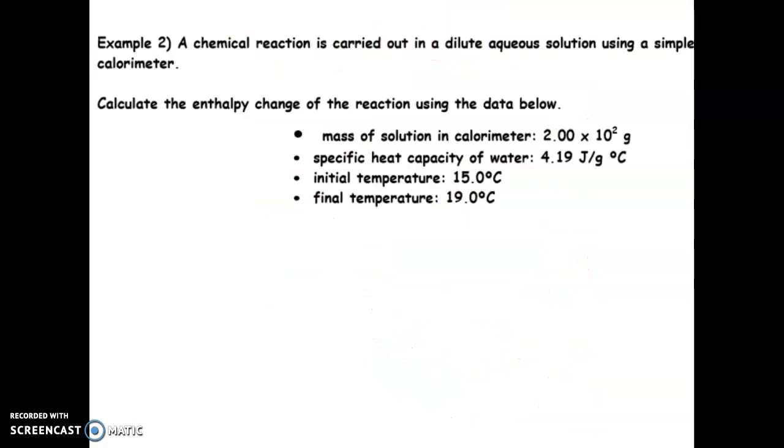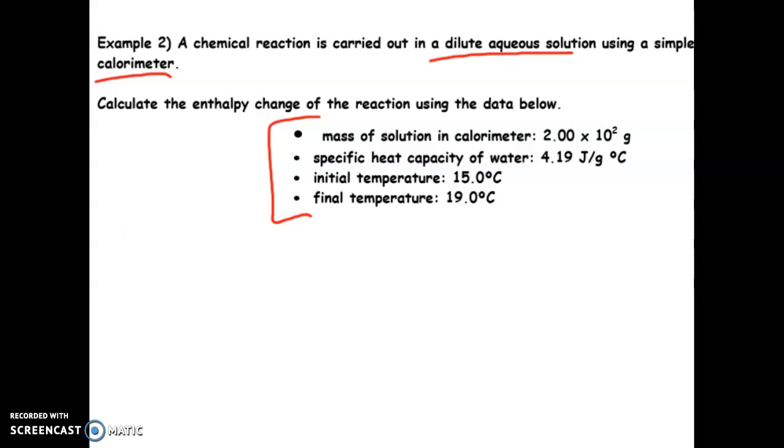Okay, so for our next one here, it's a little bit simpler, not quite as complex. If you pause the video and give this one a try, you have some information here, and you're told that this is happening with a dilute aqueous solution in a simple calorimeter. You have some data. Pause the video, give this a try, and let's see if we get to the same result.